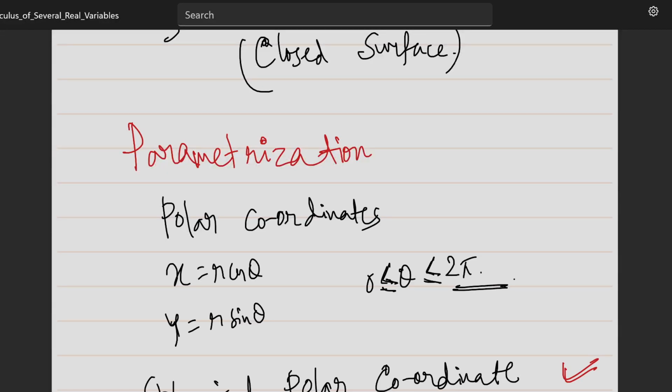Again, suppose you have to take a projection map. That means from dS to dA area, what will you do, what is the projection map? That also I told.